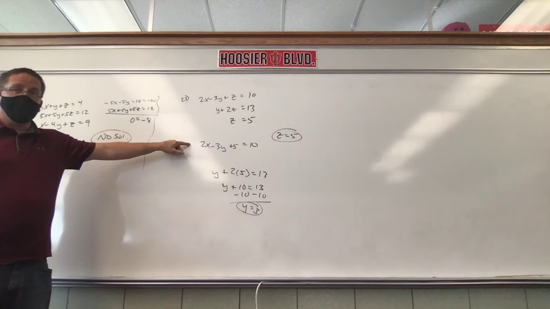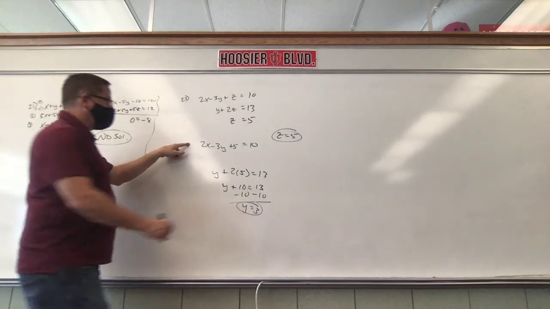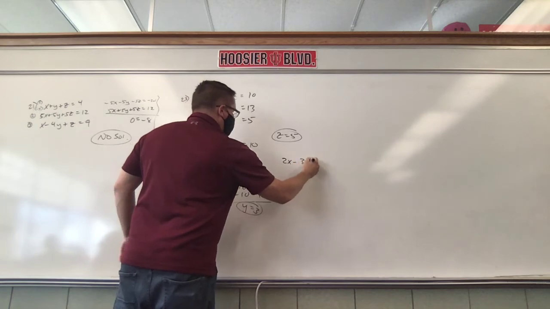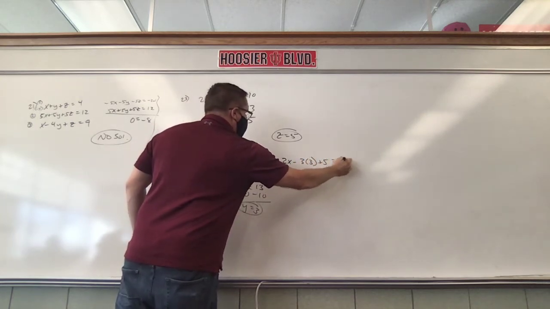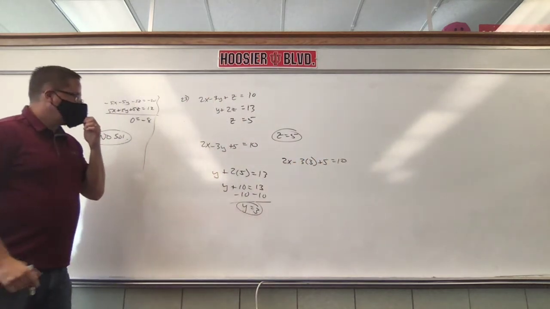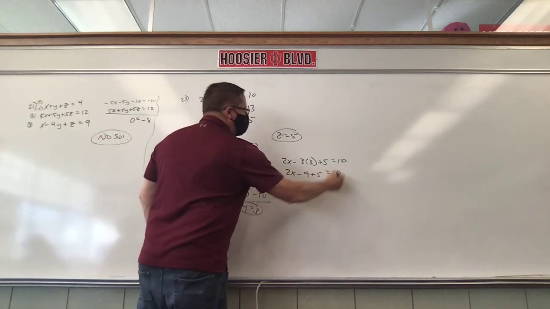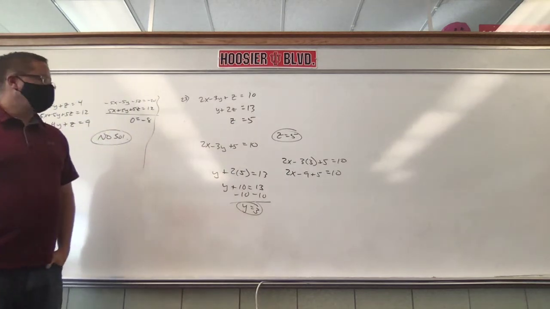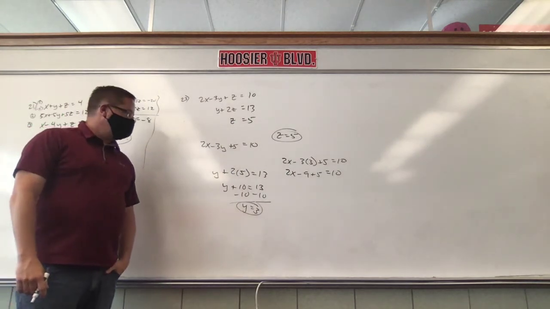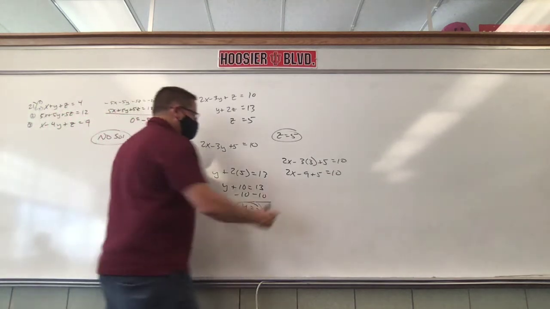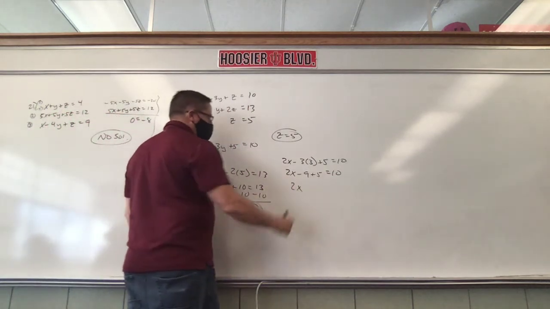Is this one going to be solvable now? Yep. Because now what do we know? Y is 3. So 2x minus 3 times 3 plus 5 is 10. So 2x minus 9 plus 5 is 10. Be careful here. Some students say, put together 9 and 5 and get 14. That's not 9 though, it's negative 9. Negative 9 and 5 is negative 4.